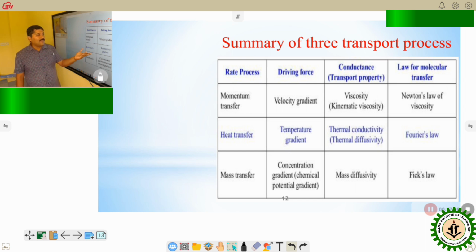For heat transfer, the driving force is the temperature gradient. The transport property is thermal conductivity, or we say thermal diffusivity, and the governing law is Fourier's law: Q is equal to minus KA dT by dx. For mass transfer, the driving force is the concentration gradient or chemical potential, and the transport property is mass diffusivity, that is DAB or diffusivity. The governing basic law is Fick's law of diffusion: J is equal to minus DAB dCA by dx.